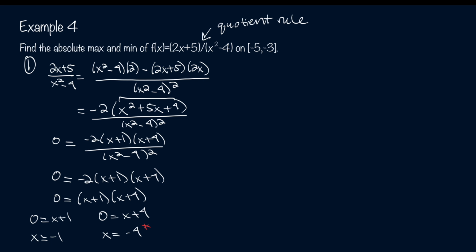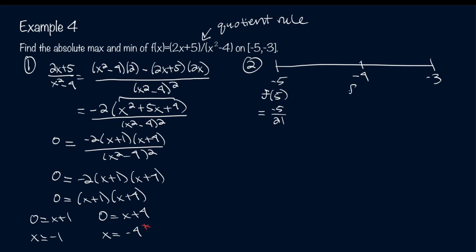So now let's go ahead and make our number line. So again, we have negative 5 as one endpoint and negative 3 as the other endpoint. And then our critical value, which is going to be negative 4. So again, we're going to plug negative 5 into our original equation, and we are going to get negative 5/21. Plug negative 4 into our original equation, and we get negative 1/4. Finally, plug negative 3 into our original equation, and we get negative 1/5.